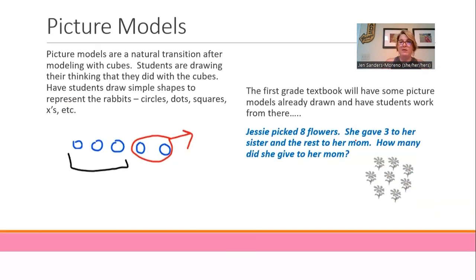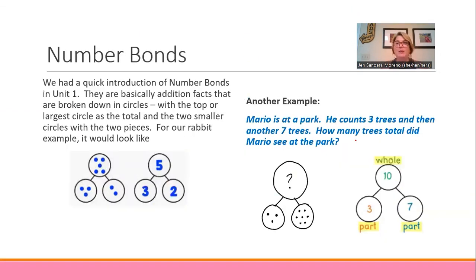All right, I got one more for you, and that's number bonds. So I already had a previous video on number bonds. We saw that it's basically your math facts that are created in circle form, okay? Typically, your top circle is your total. The other 2 are the 2 pieces. You can use dots, you can use numbers, whatever you want to do. These are great because it is kind of visualizing the pieces versus the whole.